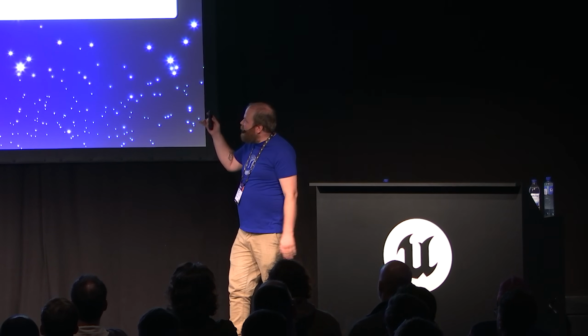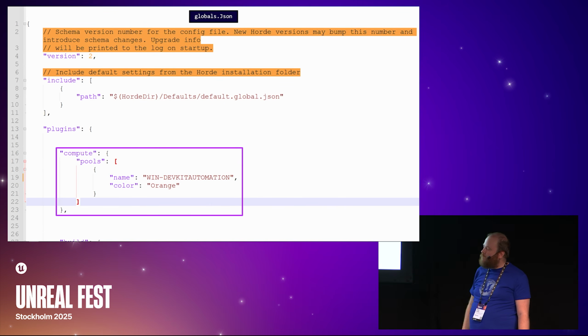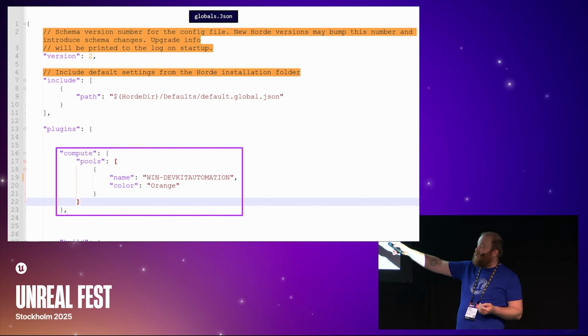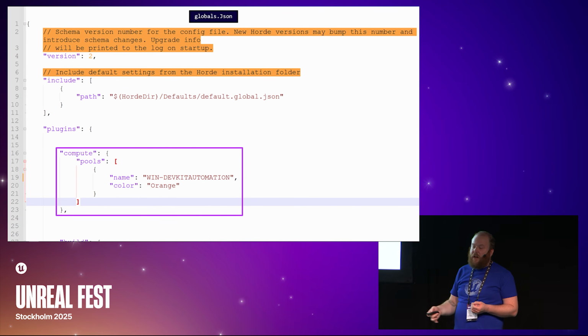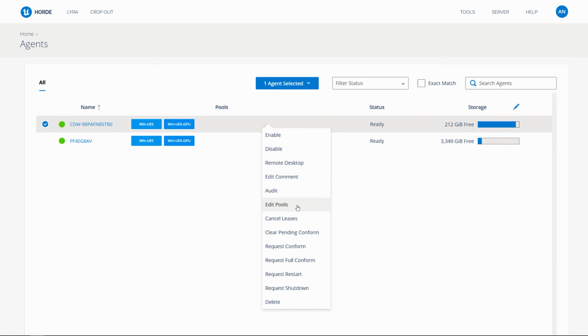That's because we need to know what agent is actually responsible for pushing the content to the device, right? And you'll see that Build Graph is looking for a pool known as Win Dev Kit Automation. So how do we add this pool? Well, it's pretty simple. We just add it to our global file by adding it to our compute settings like this. For reference, you can look in the global default JSON, which can be useful.